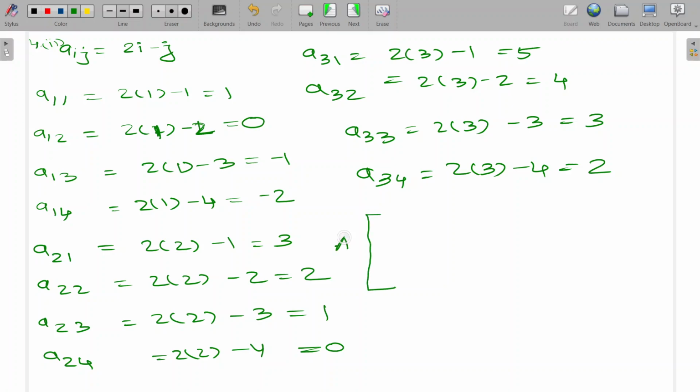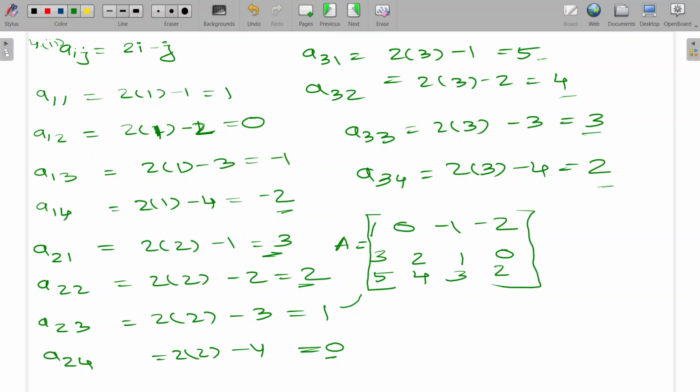A is the matrix. So first row, first column 1, first row, second column 0, first row, third column minus 1, first row, fourth column minus 2. Now second row, first column, second row, second column, second row, third column, second row, fourth column 0. Again third row, first column, second column, third column, fourth column. This is the final matrix. So this is our answer.